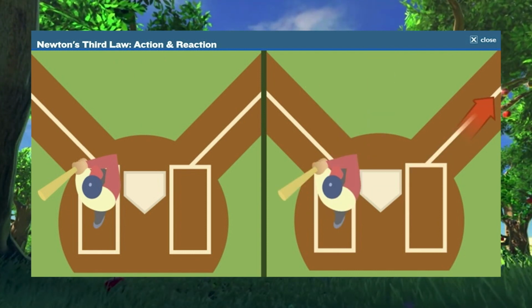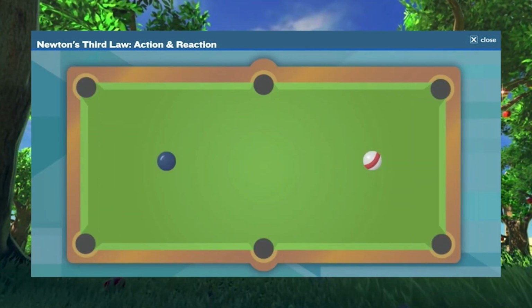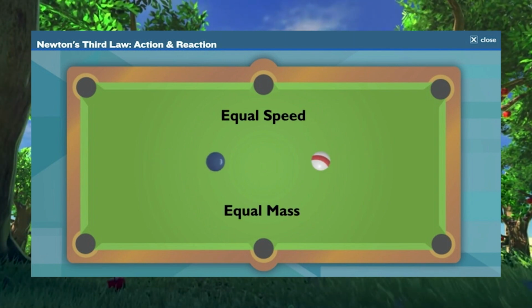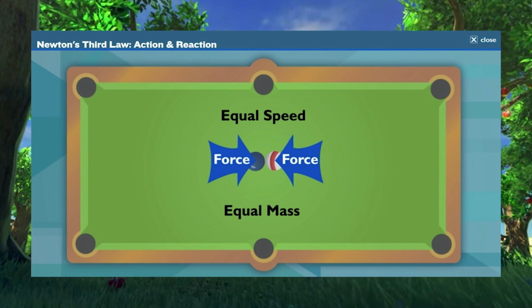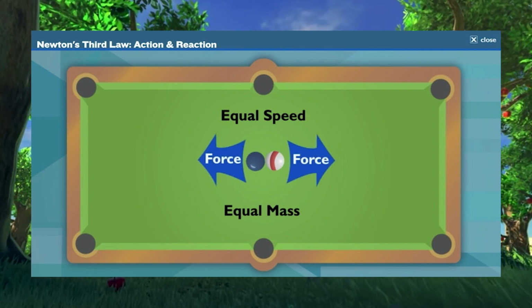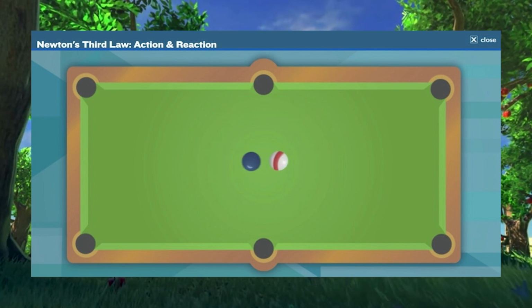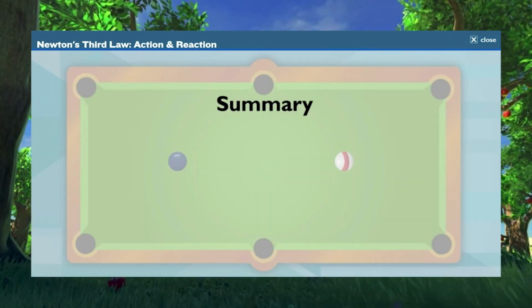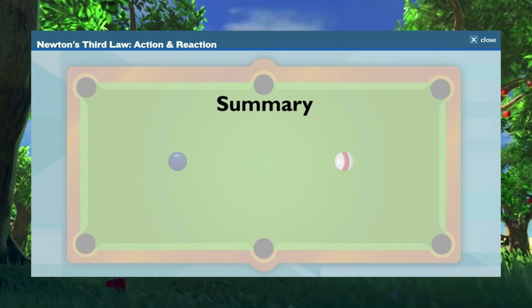And what happens when two things that are the same mass collide? Like two pool balls? Well, what do you think? Well, they hit each other with the same force, and the forces press in different directions, so they have the same acceleration? Yeah. Wow, this action and reaction thing is a little complicated, but I think I've got it.